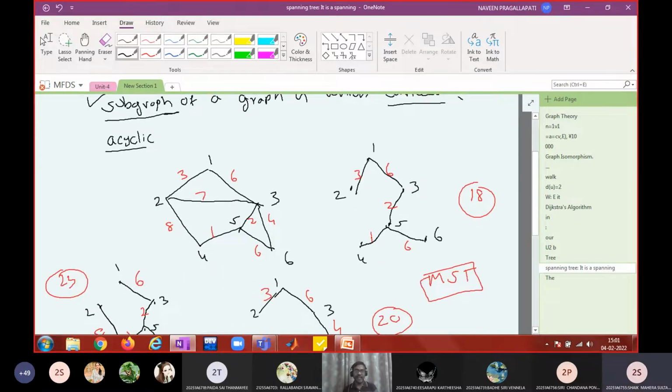You cannot put an additional edge which is not there in the original graph. Is that clear? Yes, sir. If the original graph contains edges like this, then either you take this edge or you take this edge. If you take this edge, don't put this edge, because that forms a cycle. A tree should not have a cycle. Either you do like this or like this, so that this becomes a tree. Is it clear? Yes, sir.